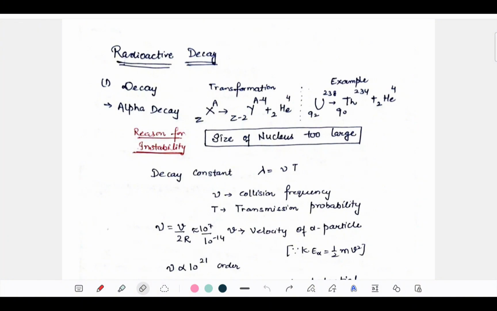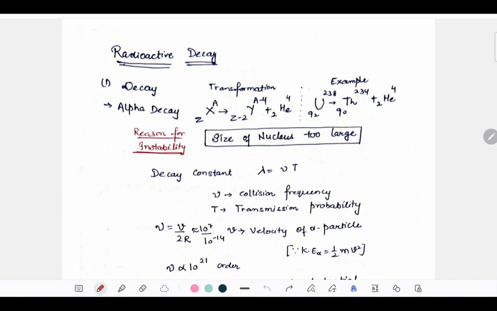Today in this video we will study radioactive decay. In the previous video we talked about some decays: alpha decay, beta decay, gamma decay, positron emission, and electron capture. There we studied them in a very short manner. Now we will study them in a broad manner.